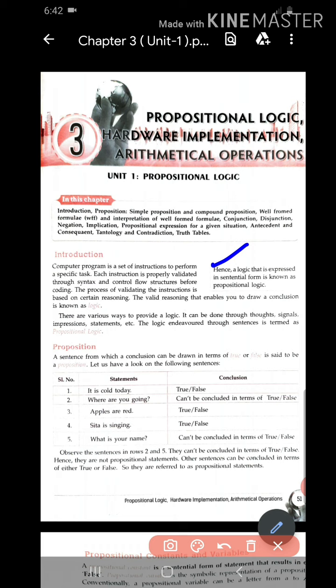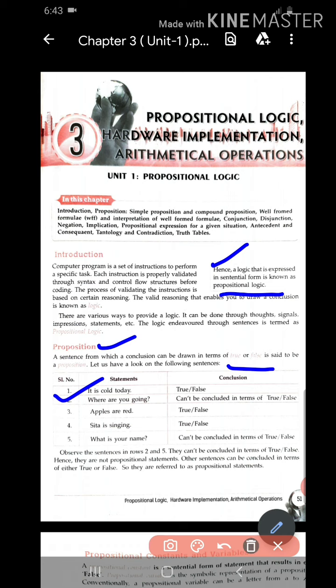First of all, what is proposition? We don't know. And see, here is proposition. A sentence from which a conclusion can be drawn, that is either true or false. That is proposition. Any sentence which provides us true or false, that is proposition. If we are creating some logic from a sentential form, then that is propositional logic. See, these kinds of sentences provide us true or false. It is cold today, yes or no, true or false.